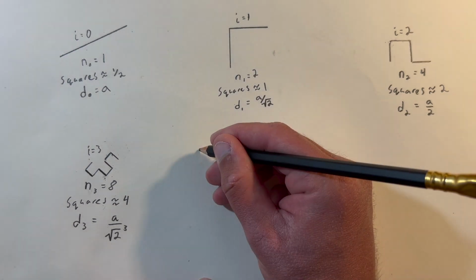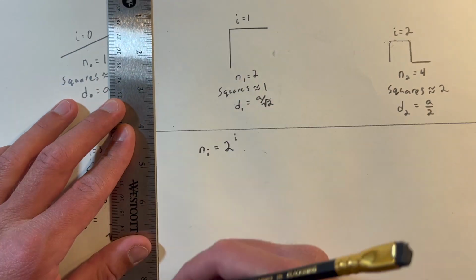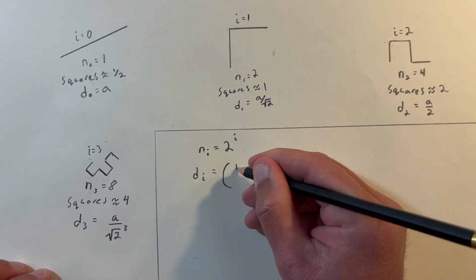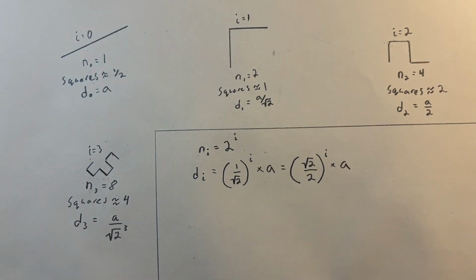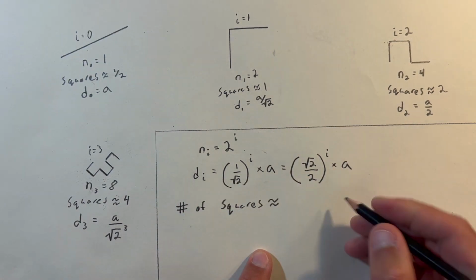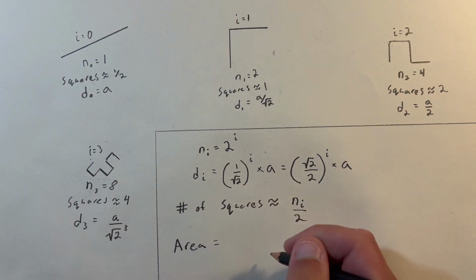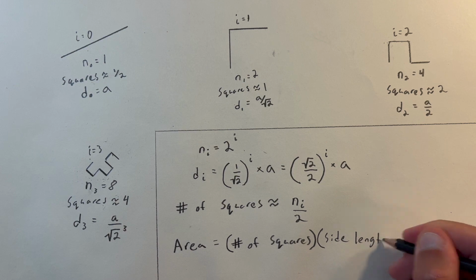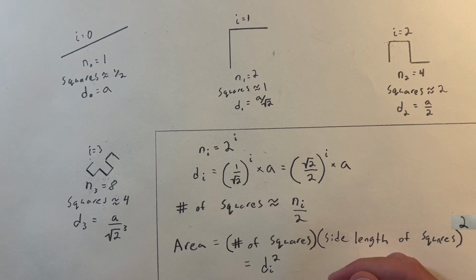The number of curve segments increases as 2 to the power of the iteration. The side lengths are divided by the square root of 2 on each step, and you can also write that as the square root of 2 over 2. And lastly, we have roughly 1 square of area for every 2 segments. From here we can find the equation for the curve's area on any given step. It will be the number of squares multiplied by the area of those squares, which are just the side lengths squared.